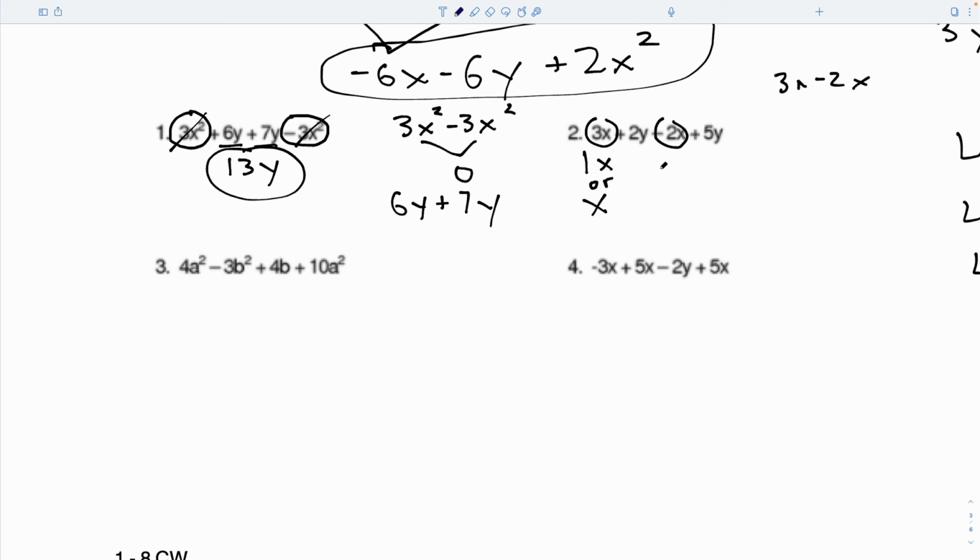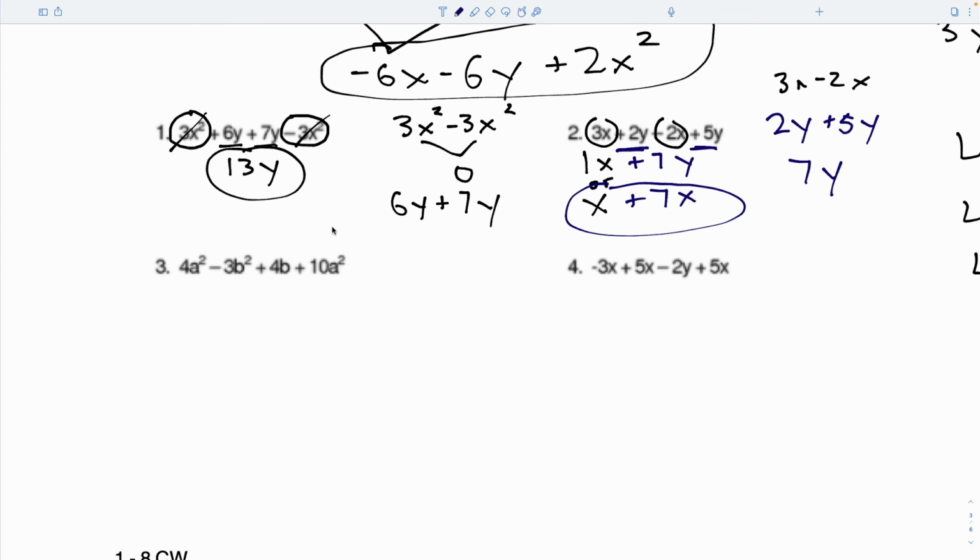Yeah. 2y cannot combine with anything. Which one? The 5y. And do they fight or band? Okay. How much is total? Is that positive or negative? Okay. There is your answer. X plus 7y or 1x plus 7y is it.